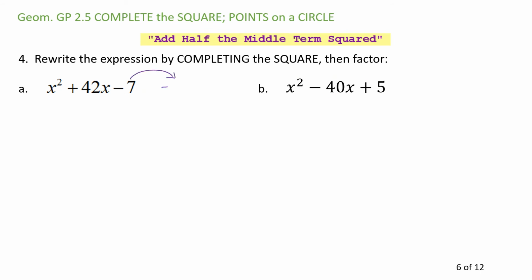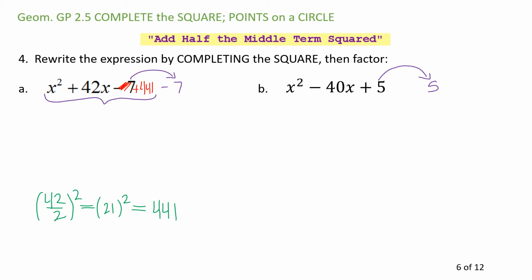Move the 7. Move the 5. Half the middle term squared is 42 divided by 2, which is 21. I don't know offhand what 21 squared is. 400 something. 441. That is the number that completes the square. It's added. Now this perfect square trinomial will factor the same way every time: x plus half the middle term, squared. I still have this negative 7 out here, so I'm including that in the expression.